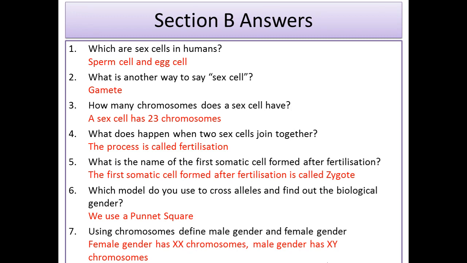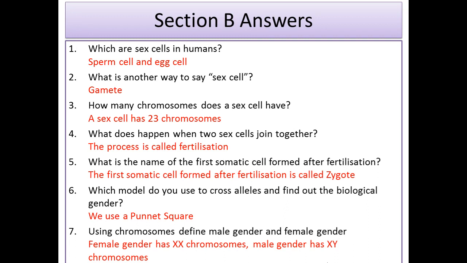What happens when 2 sex cells join together? The process is called fertilization. What is the name of the first somatic cell formed after fertilization? We discussed this question during the first bit of the lesson with the Google form, and this cell, the first somatic cell formed, is called zygote.